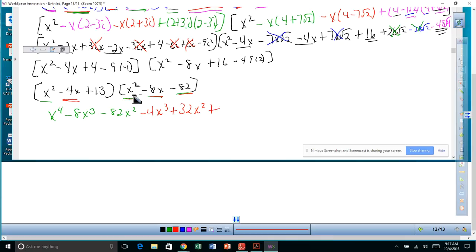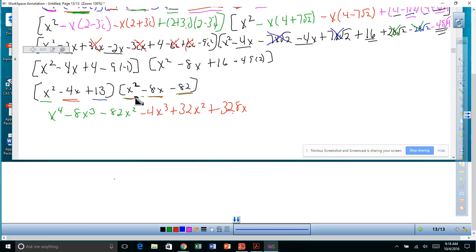And then minus 4x times negative 82. That's going to be plus 4 times 82, that's 328x. Let's see, 82 times 4, that's 8 and that's 300. So yeah, that is 328x. Good. And let's do the last one.